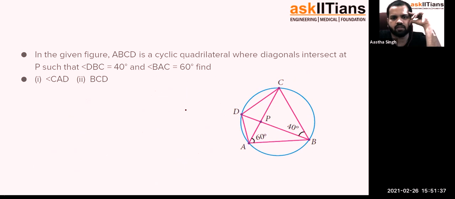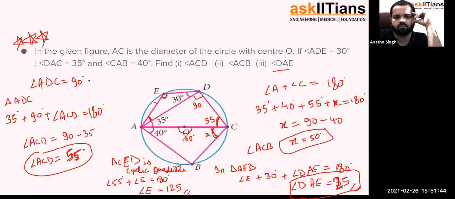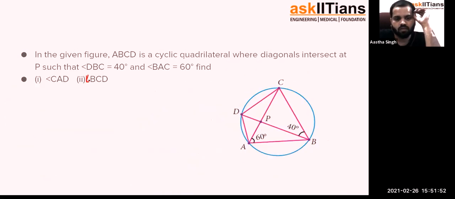Okay, so our next question is there for you. In the given figure, ABCD is a cyclic quadrilateral where diagonals intersect. Angle DBC is 40 degrees, and angle BAC is given, right? You have to find angle CAD. First, you have to find angle CAD.